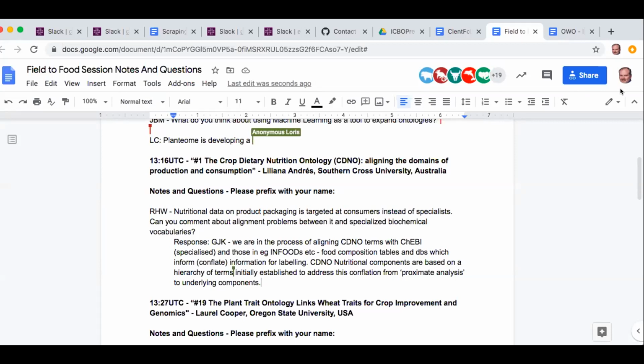Now, I have to say, anybody that terms their ontology project Monarch, that is a very cool name. It sounds like a James Bond villain.